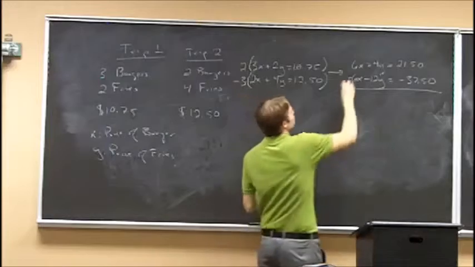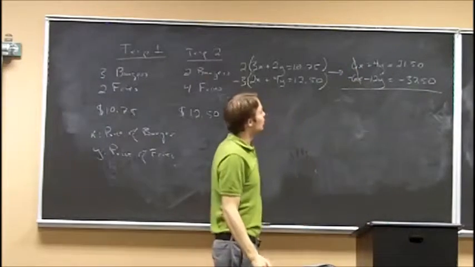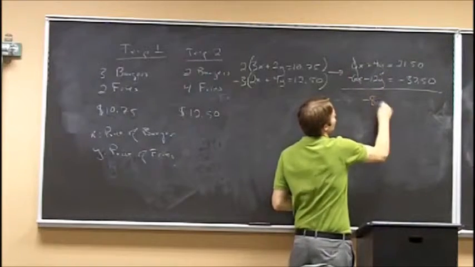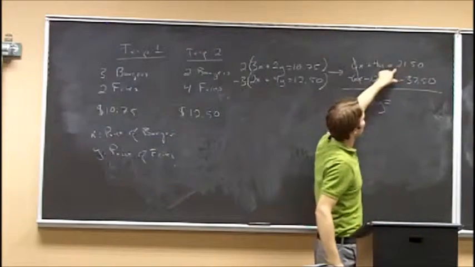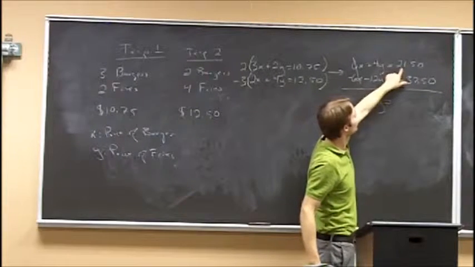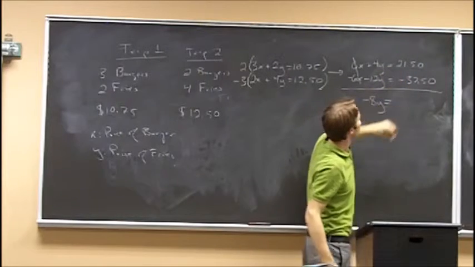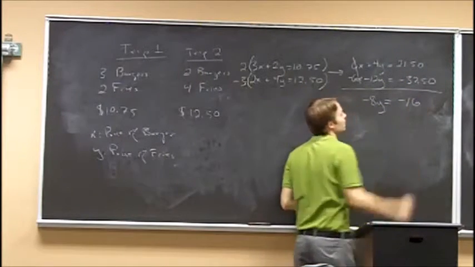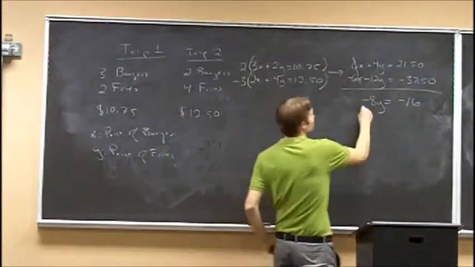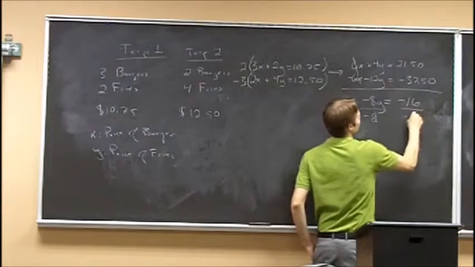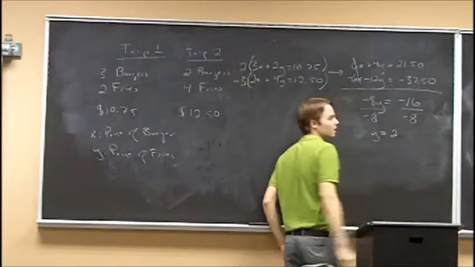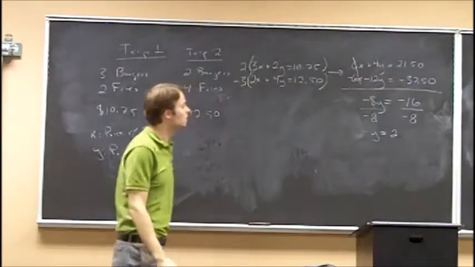Okay, now I can add everything straight down, so 6 minus 6 goes to 0, that cancels out. 4 minus 12 will be a minus 8. And then this will be 21 minus 37. I can really think 37.5 minus 21.5. So that's going to leave me with 16, but it will be a negative 16. Then I can divide by negative 8. Now we get y is equal to 2. So that tells me that my fries should be $2 a piece.